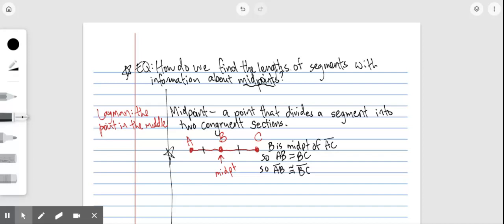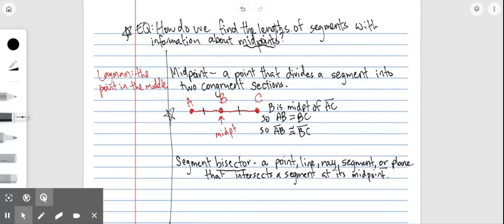Something that we can work off of midpoint is something called a segment bisector. Again, if you're looking at this word and you're thinking about it, you probably have a pretty good guess about what a segment bisector does, especially if you have an idea of what the word bisect means. The definition is a point, line, ray, segment, or plane that intersects a segment at its midpoint.